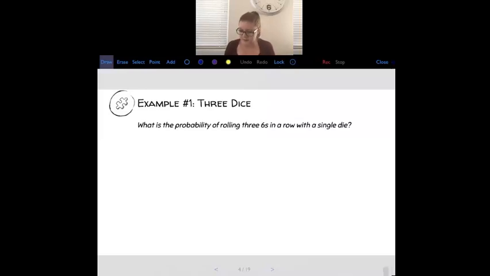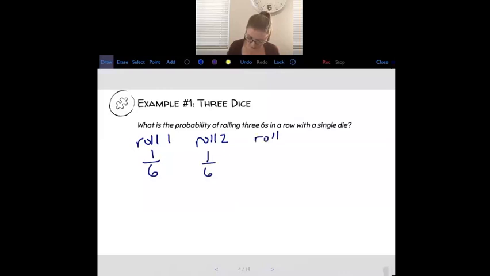So for these problems, I'm going to draw it out on the screen, and then the following slide will also show the mathematics typed out. Okay, so on roll 1, the probability of rolling a 6 is 1 out of 6. Okay, there's 6 possible options. We want one of those. We want the 6. Roll 2 would be 1 out of 6, and roll 3 would be 1 out of 6.